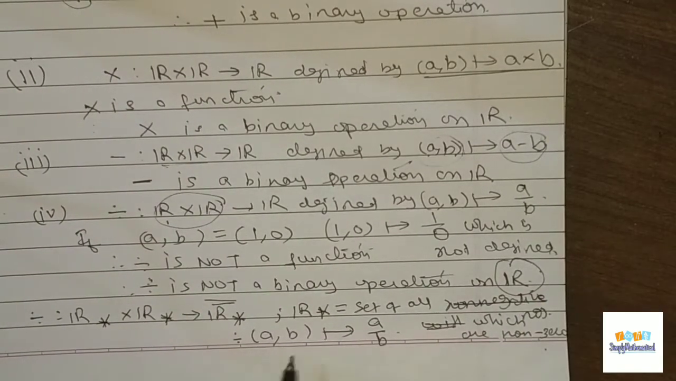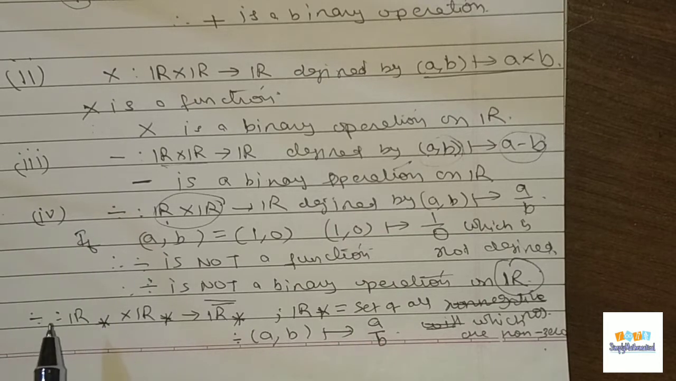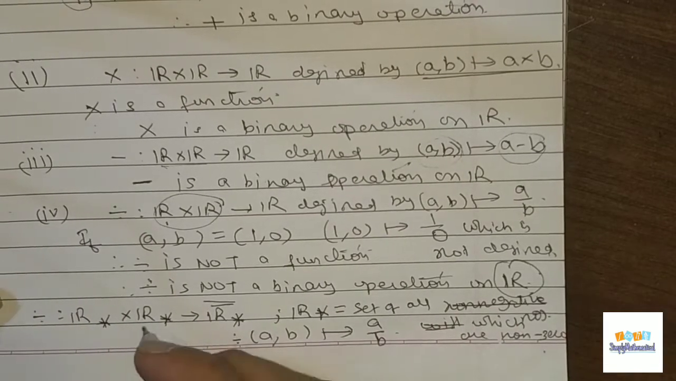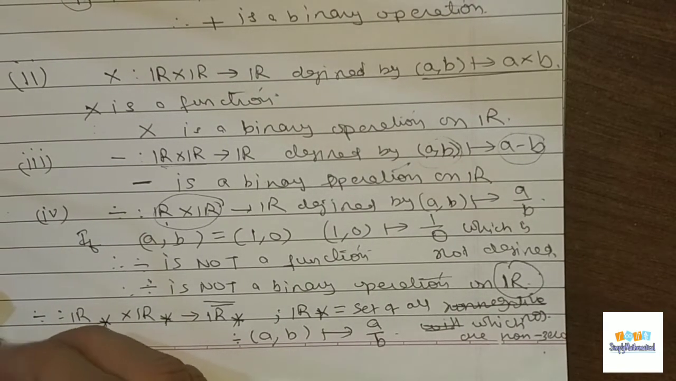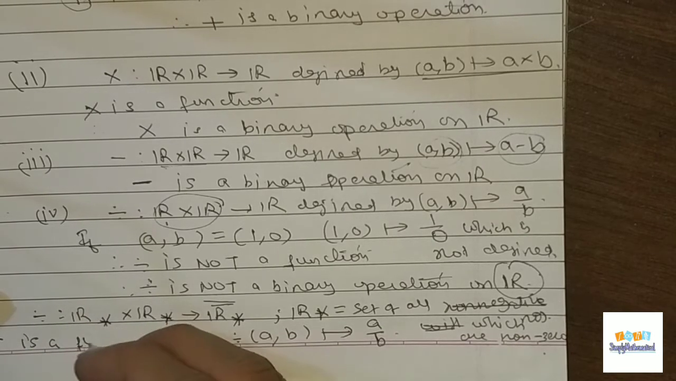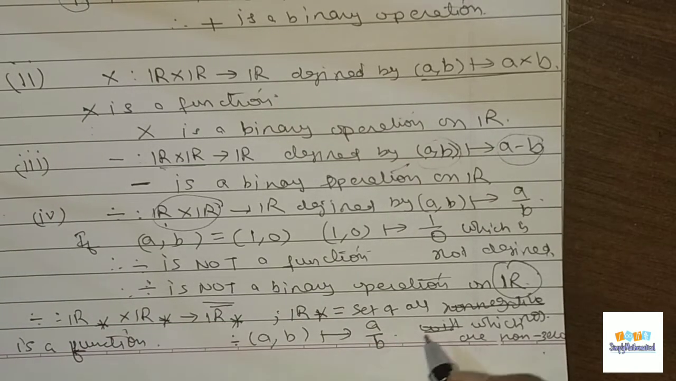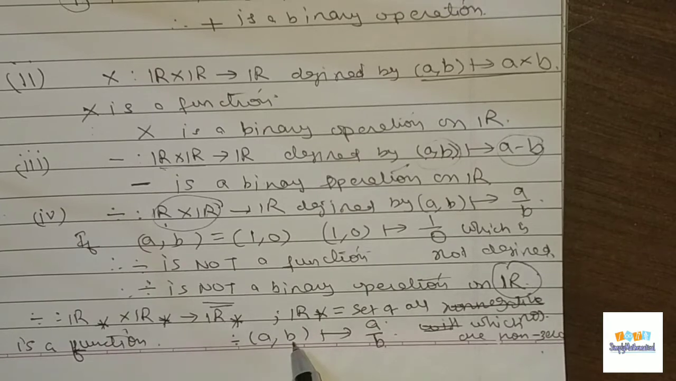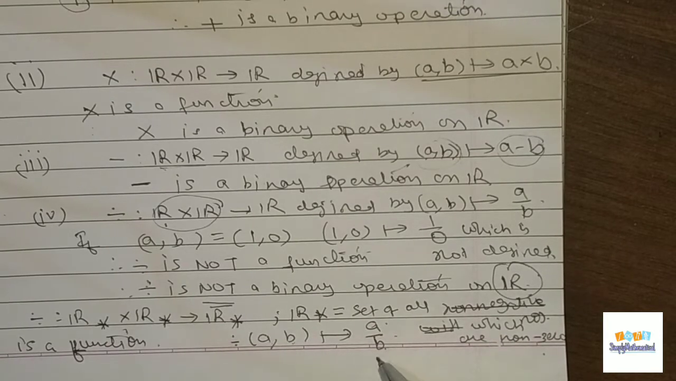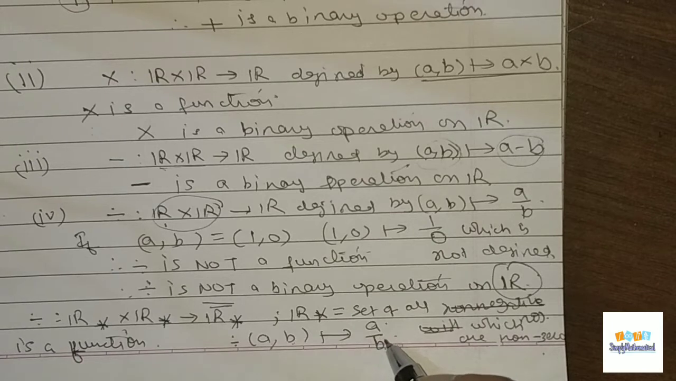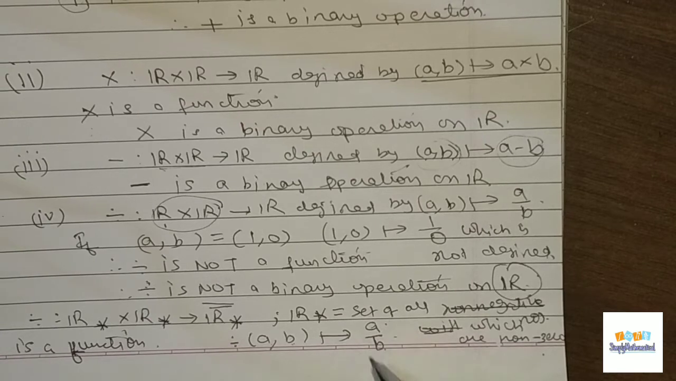So now this operation will become a function. This operation will become a function on the set R star. So this operation division is a binary operation on the set R star. Okay, so this division is a function. Now why is it a function here? Because this is defined for all a comma b. Because why? A comma b are all non-zero, right? So since a and b are non-zero, for b you will have only non-zero elements. So this will be always defined.